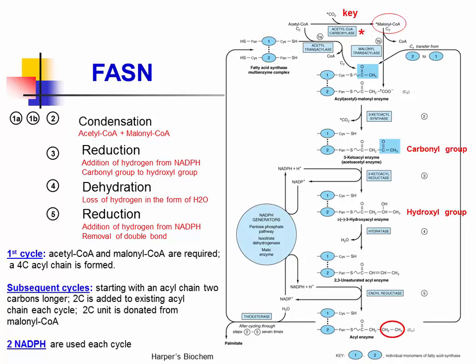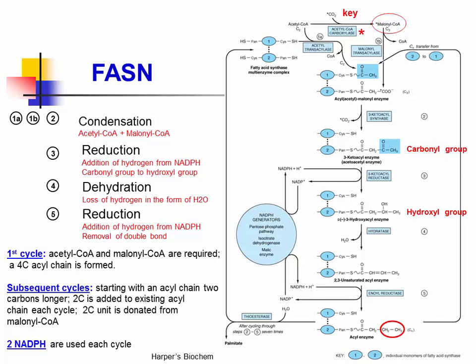Yeah, you have a question? So it goes through this cycle twice. For the first one, it's acetyl-CoA and malonyl-CoA. And then the second time, you just need a malonyl-CoA for adding the 2 carbons to extend the carbon chain, right?